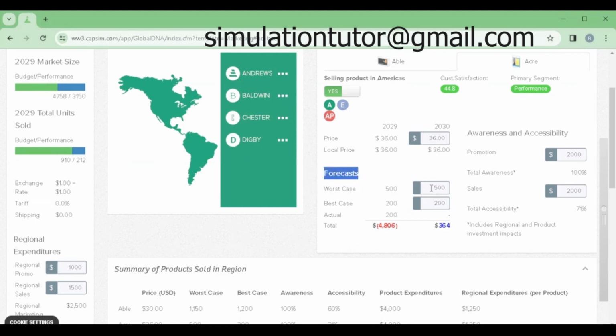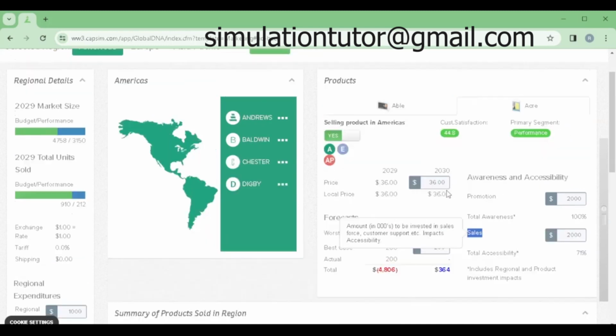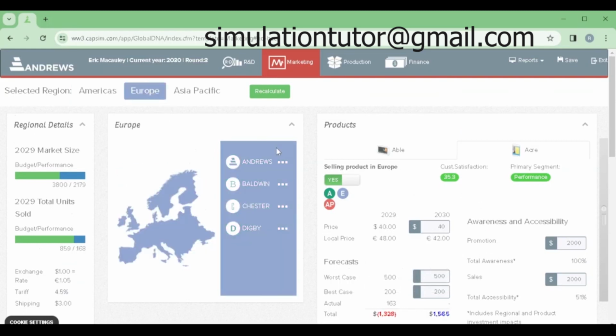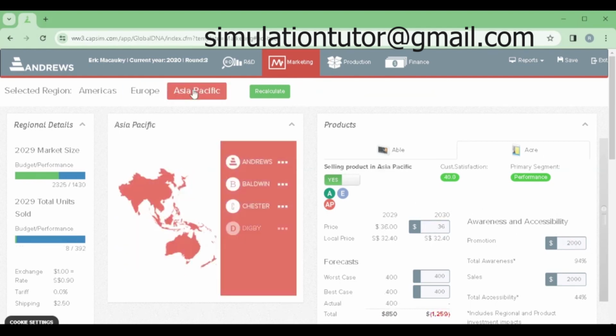Then we have the forecast part, whereby you have the worst case and the best case. And then you have the accessibility and awareness. Accessibility is mainly the promotion, and then accessibility by the sales budget. When you go to the next market, it's still the same thing. You make decisions for the price, the forecasting, and the customer awareness and accessibility. Same for the last market, Asia and Pacific, for all our two products.